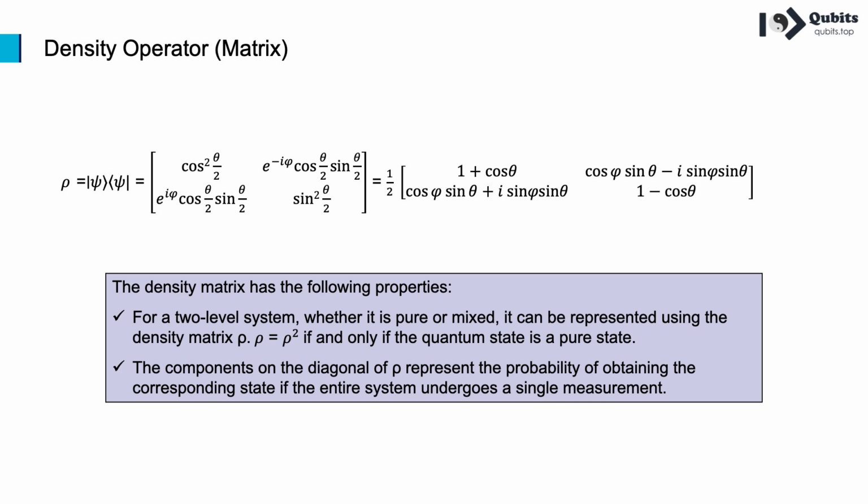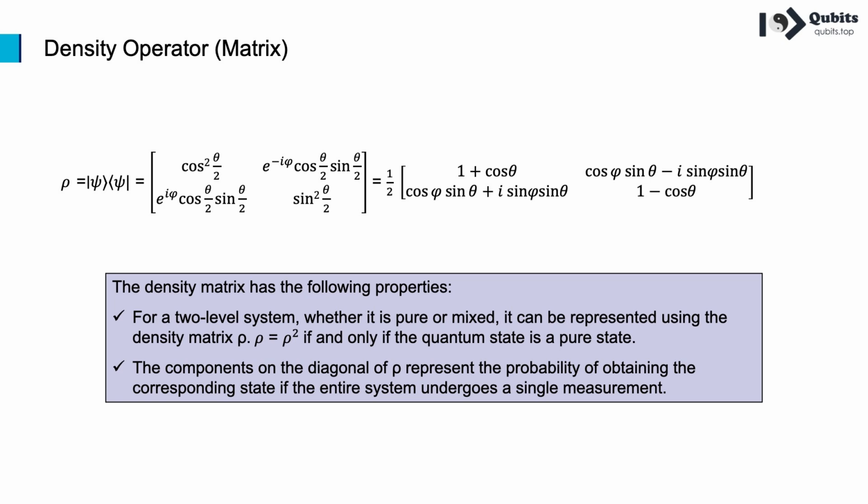The diagonal elements of a density matrix represent the probabilities of measuring each possible outcome if the entire system were to undergo a measurement. In other words, if you were to measure the system in the basis of its eigenstates, the diagonal elements of the density matrix would give you the probabilities of measuring each eigenstate. Another important property of a density matrix is that it has a trace of 1. This ensures that the probability of the system being in any possible state adds up to 1.